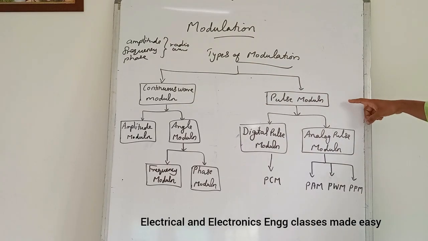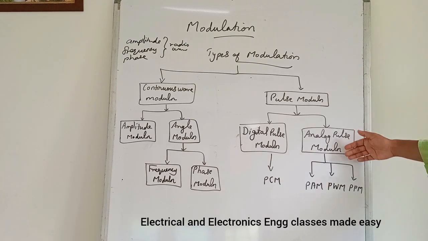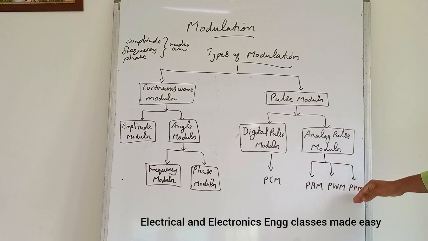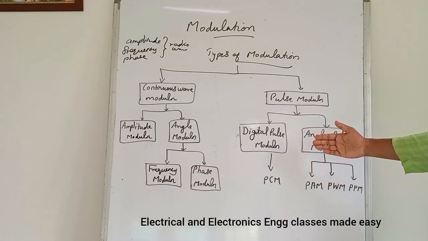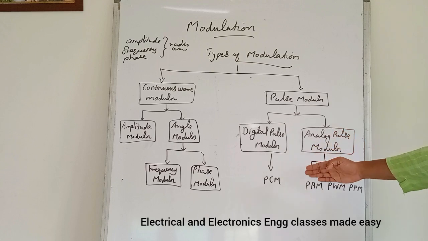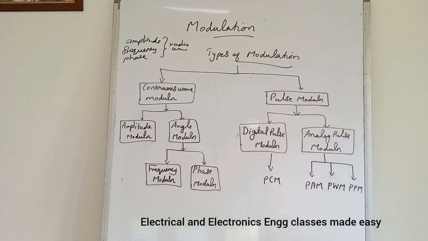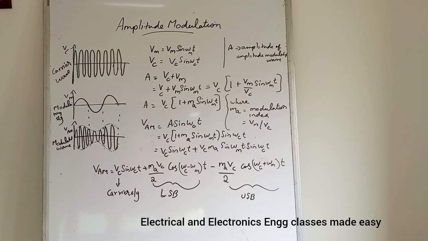And in pulse modulation, the signal is transmitted in the form of pulses. Some examples of analog pulse modulation are pulse amplitude modulation, pulse width modulation and pulse position modulation. Then digital pulse modulation means it is pulse code modulation. Let us study about amplitude modulation.